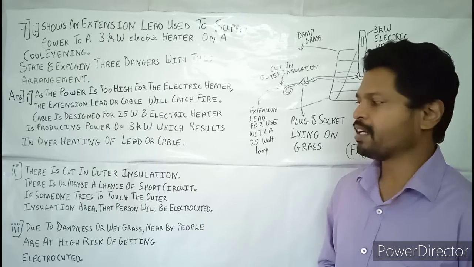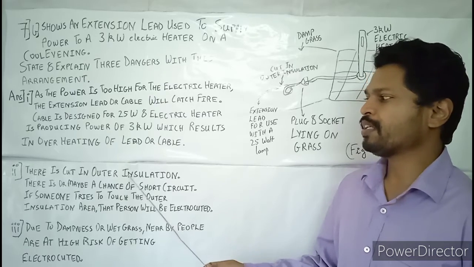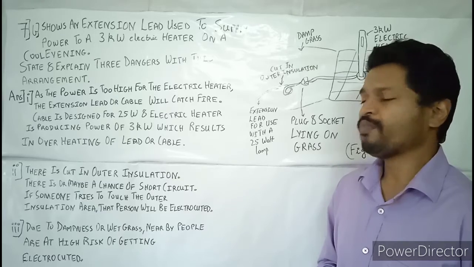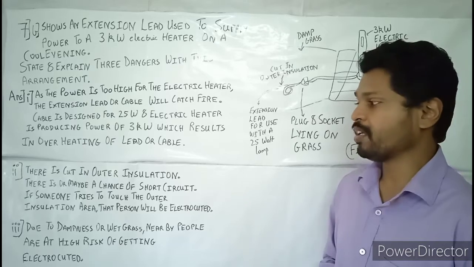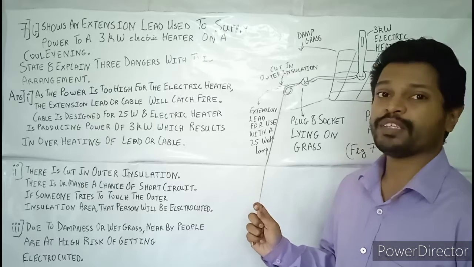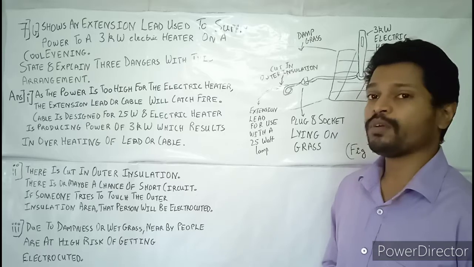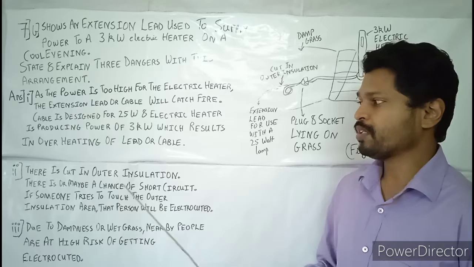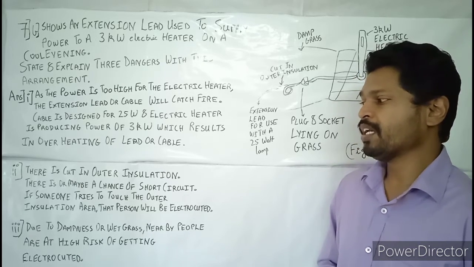We are coming to the second danger. Second danger is there is a cut. As I told you earlier, there is a cut in the outer insulation. So there is or may be a chance of a short circuit in this particular area. If someone comes over here and tries to touch the outside of the wire, there is a sure possibility that the person will get electrocuted. So this is the second danger.